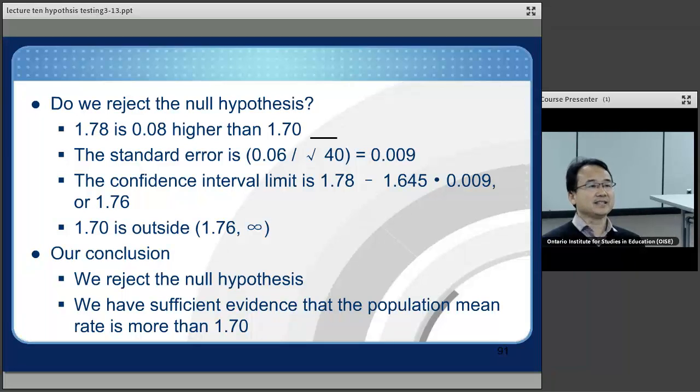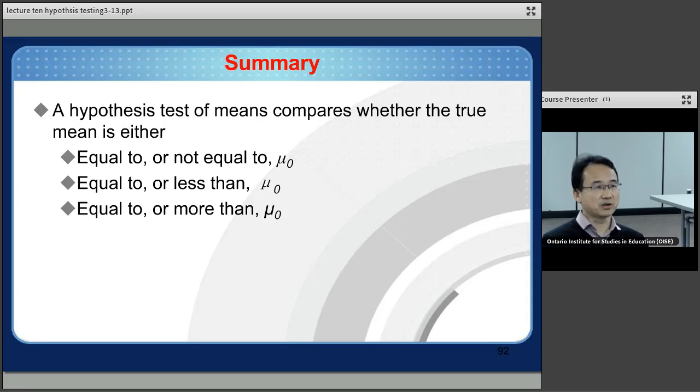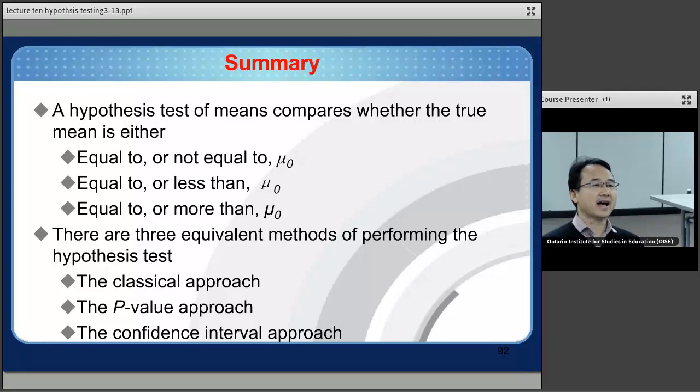So we can see that when we use the confidence interval approach to test the hypothesis, we can get the same conclusion as the z-test approach or the p-value approach. So we can make a summary. Hypothesis test of the means compares whether the true mean is equal to, not equal to, less than, or more than a value. There are three equivalent methods of performing the hypothesis test: the classical approach, the p-value approach, and the confidence interval approach. We use different approaches, but we get the same conclusion about the population mean.